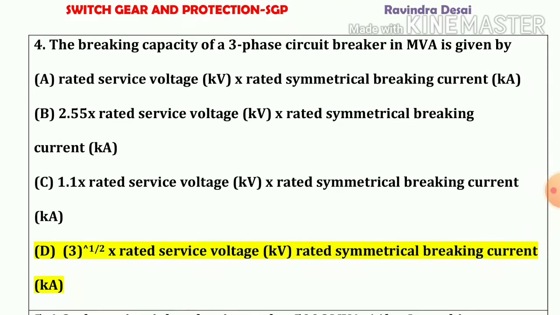Now question number 4, important question. The breaking capacity of a three-phase circuit breaker in MVA is given by √3 multiplied by rated service voltage in kV multiplied by rated symmetrical breaking current in kA. So our answer is option D.